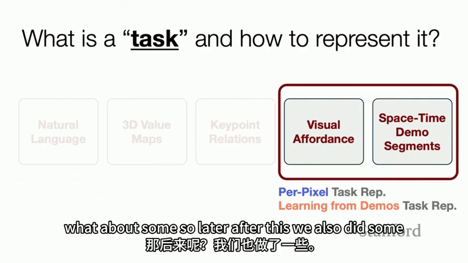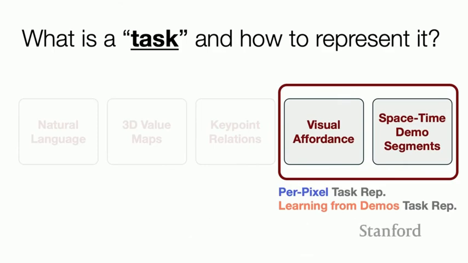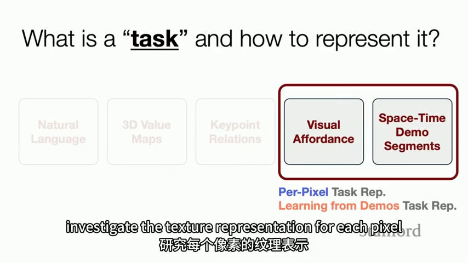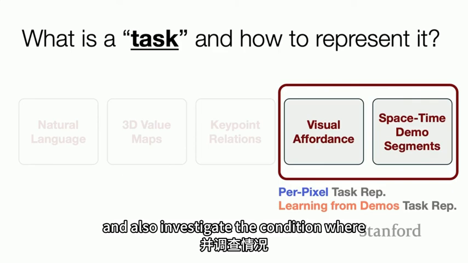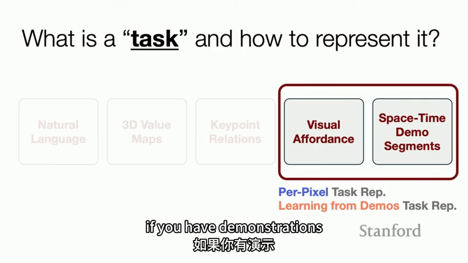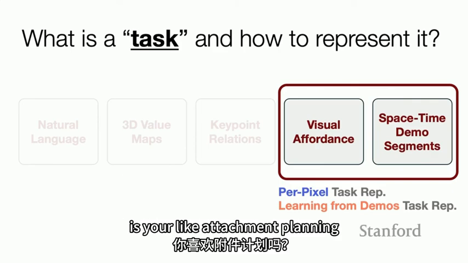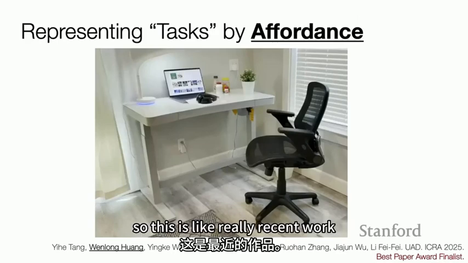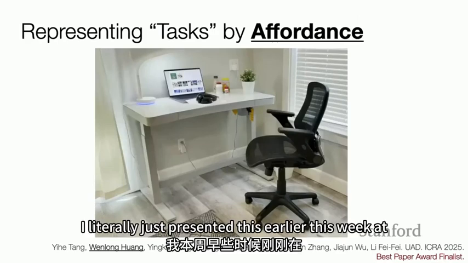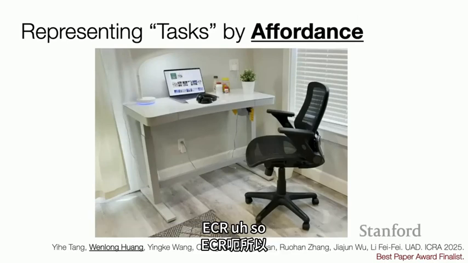Later after this, we also did some extension works that investigate the task representation at the pixel level, and also investigate the condition where if you have demonstrations, is there a task representation we can leverage to allow the robot to generalize across tasks? So this is really recent work. Actually, I literally just presented this earlier this week at AA289.